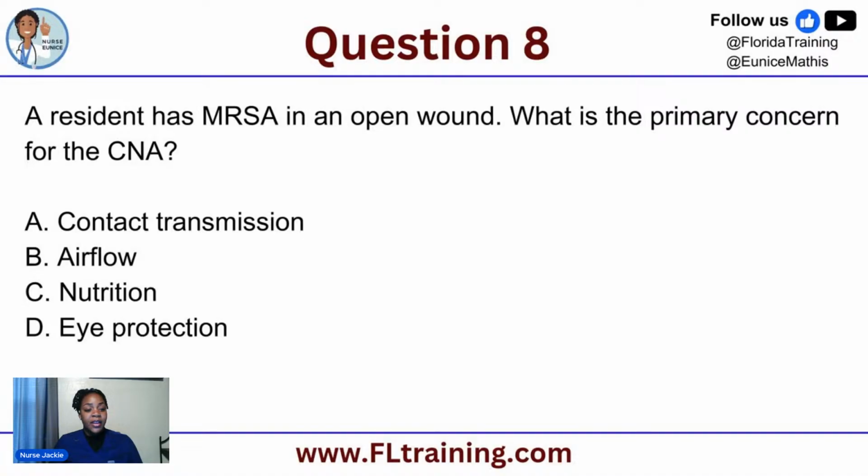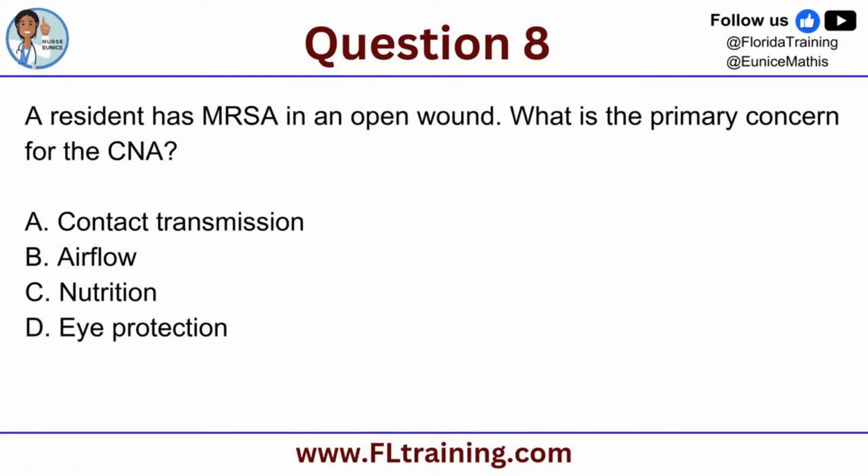Question number 8. A resident has MRSA in an open wound. What is the primary concern for the CNA? A, contact transmission. B, airflow. C, nutrition. Or D, eye protection. Here we got a few more seconds to answer this.